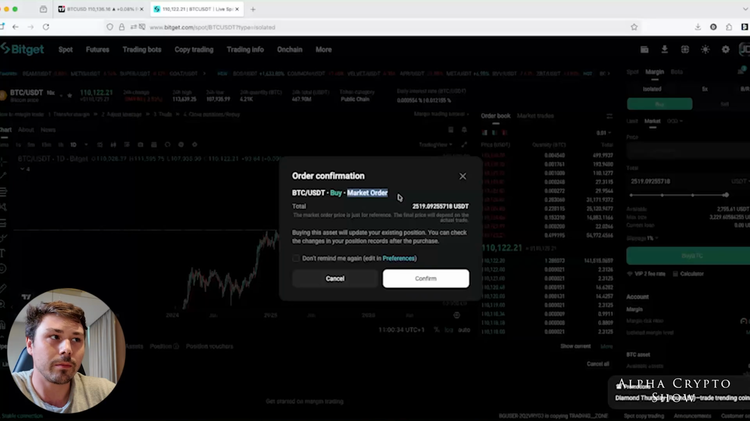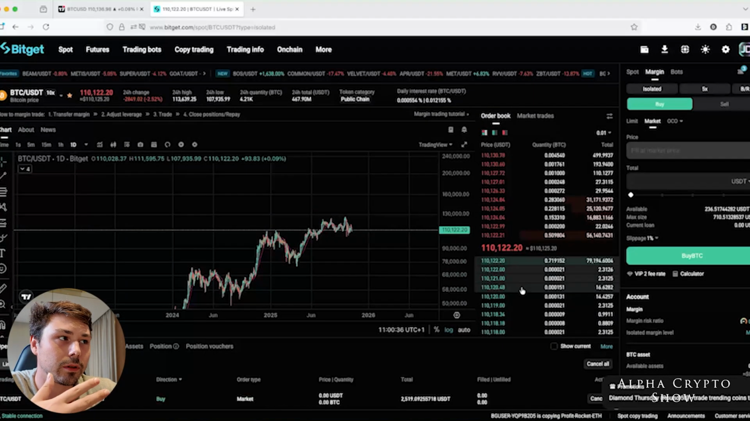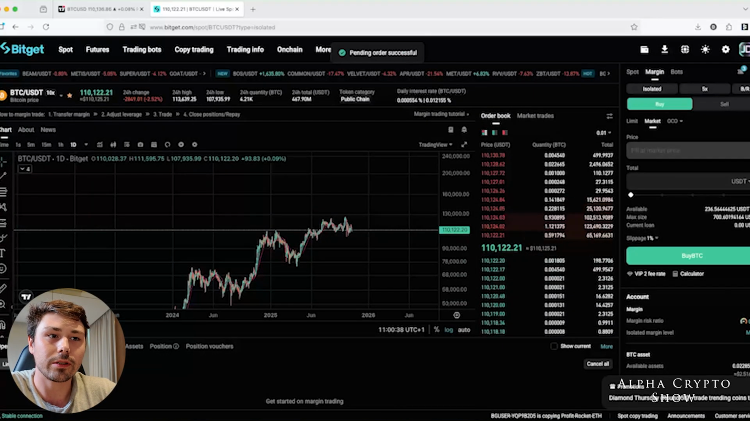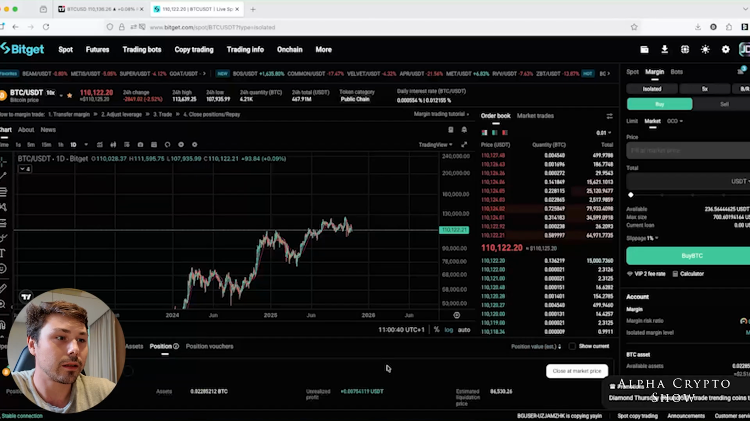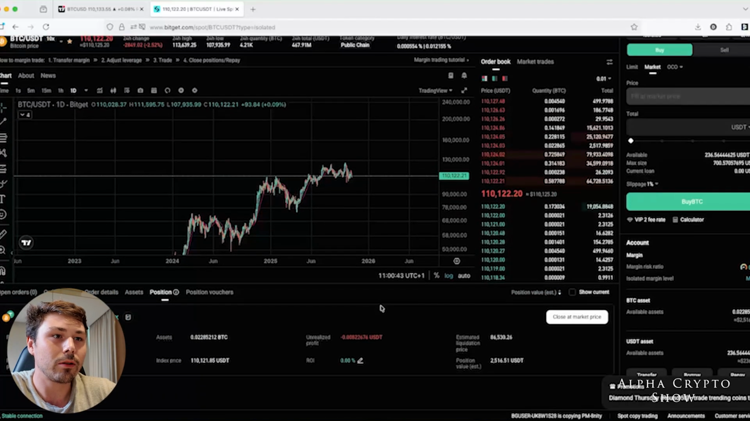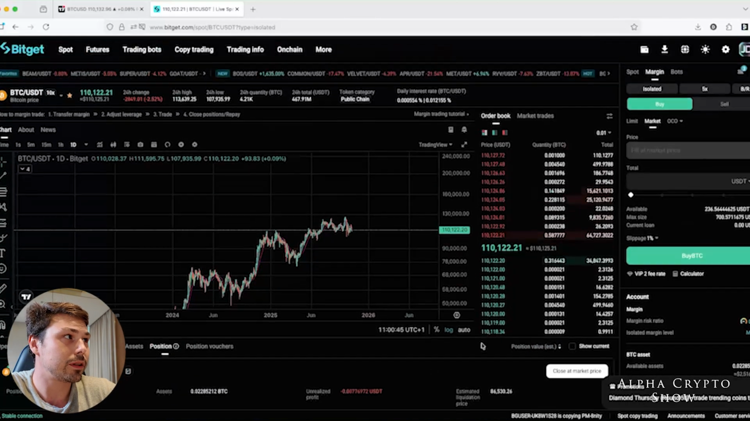That's how you use the market order. Basically, the system will just give you a price. Okay, and now we can see my position.